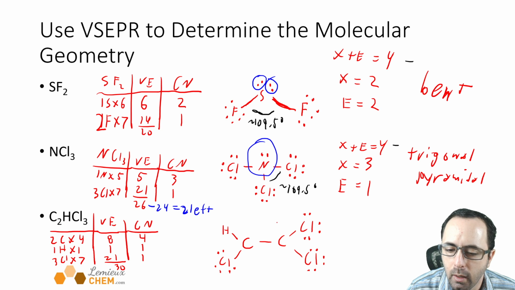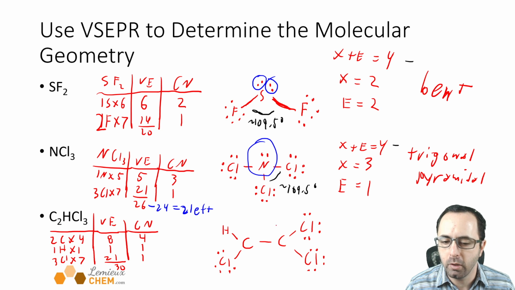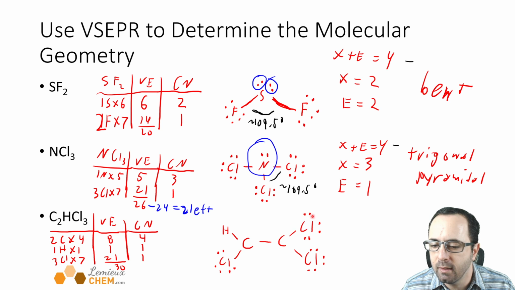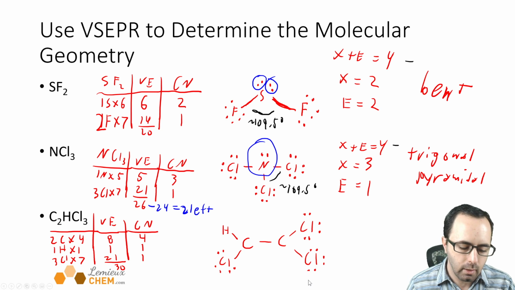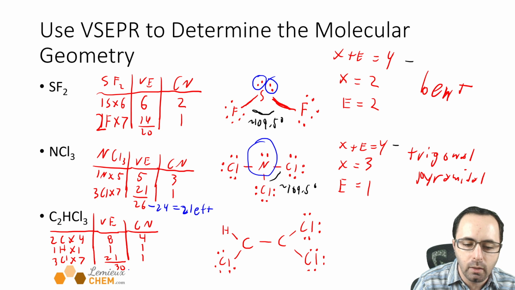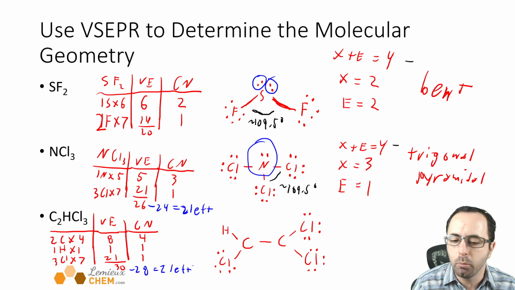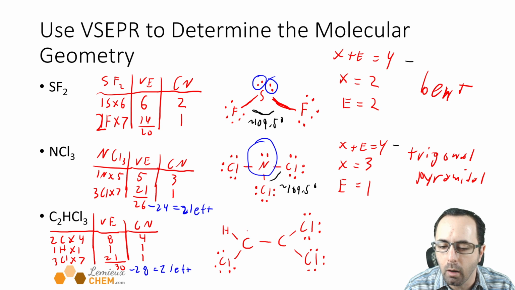And so now let's count up how many we've put down. So we've got 2, 4, 6, 8, 10, 12, 14, 16, 18, 20, 22, 24, 26, 28. So we've actually put down 28 electrons. We've got 2 left. So we can put the last 2 on either one of the carbons.